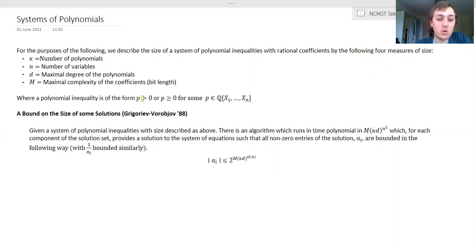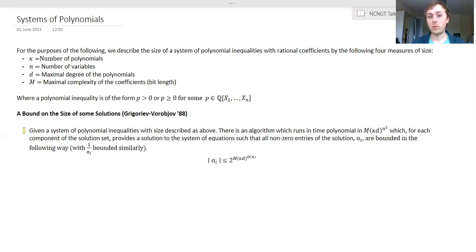Furthermore, these are polynomial inequalities, so you can have strict inequalities or non-strict inequalities, and non-strict inequalities means you can also have equalities. You just say polynomial greater than or equal to 0, polynomial less than or equal to 0, for polynomials with rational coefficients in these variables. Okay, so that's how you describe the size of your system of polynomials.